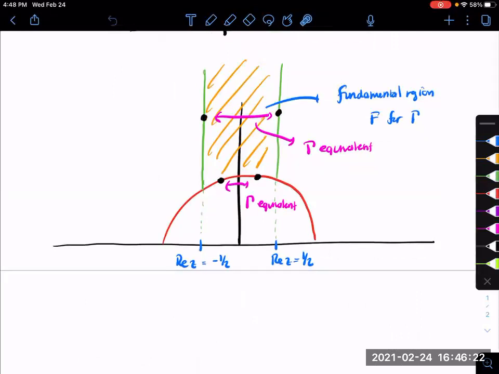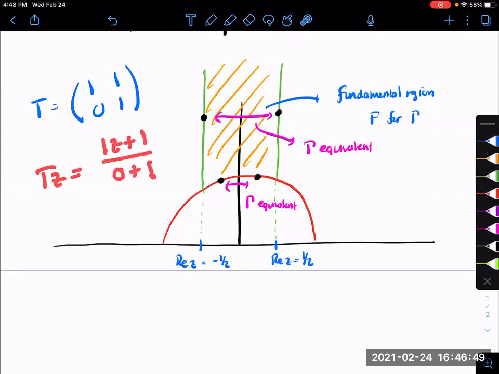What matrix gets me from this black point to this black point here? The matrix is the translation by one matrix, right? Which is 1, 1, 0, 1, right? If you act on z by this matrix, what happens? You're going to get 1z plus 1 over 0 plus 1. What does that do? Translates z by 1. You end up at this black point over here.